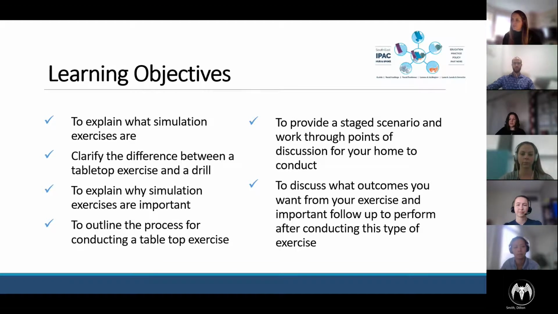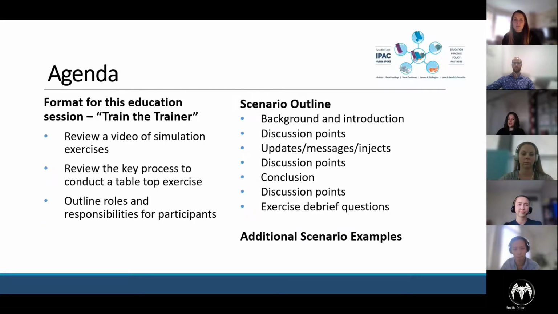On the next slide for today's agenda, we want to provide you with a train the trainer format and an outline of how to successfully conduct this type of exercise in your facility. We'll walk through key processes that are generally involved when conducting a tabletop exercise, and then outline how the roles and responsibilities for participants within your group can be structured.